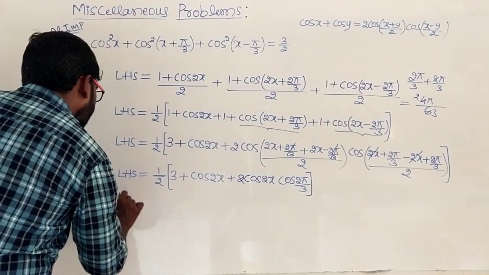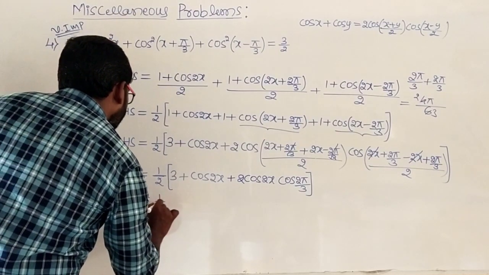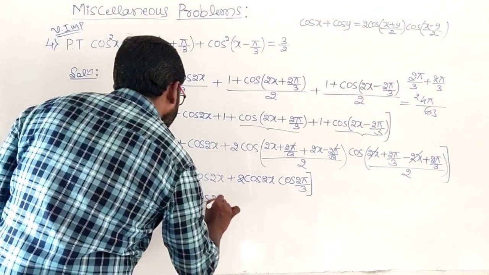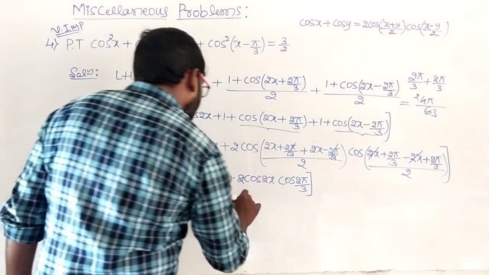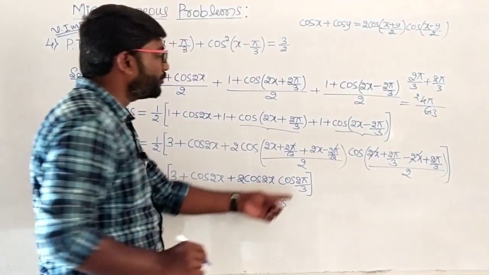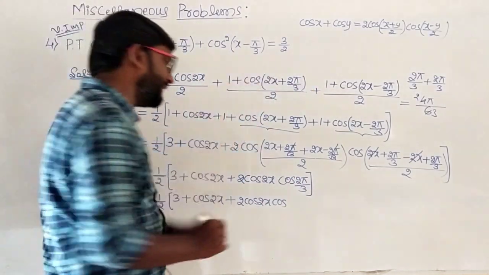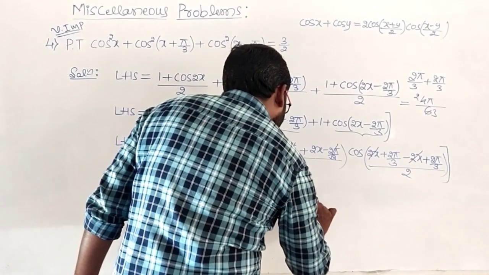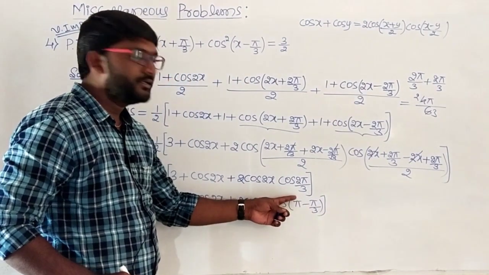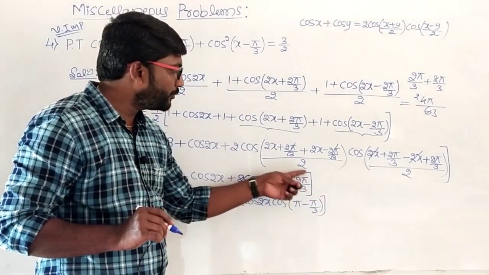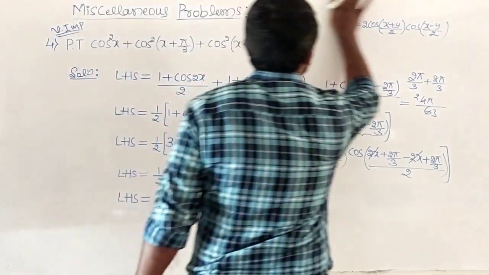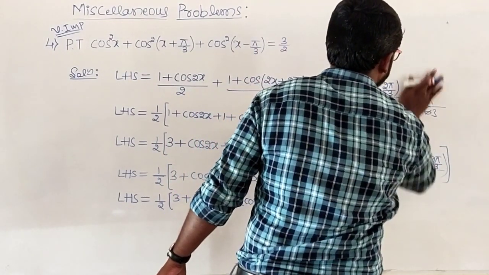Then in the next step, LHS, which is equal to 1 by 2, then 3 plus cos 2x plus 2 cos 2x, I will be writing it as it is. Then cos, so here 2 pi by 3 can be written as pi minus pi by 3. So take up the LCM now. 3 pi minus pi will be 2 pi divided by 3. 2 pi by 3 can be written as pi minus pi by 3.